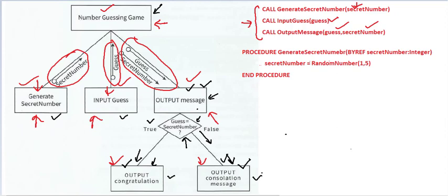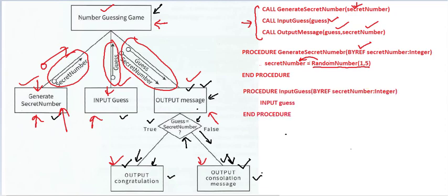And the way to do that in pseudocode is to write this statement: random number 1 to 5. This will generate a random number between 1 and 5. That random number which is generated is going to be assigned to secret number. So that's the pseudocode for this module, right? And remember, the arrow is going upwards, so we are passing this parameter by reference.